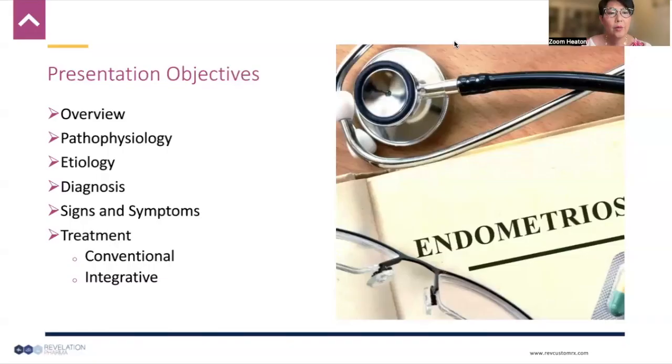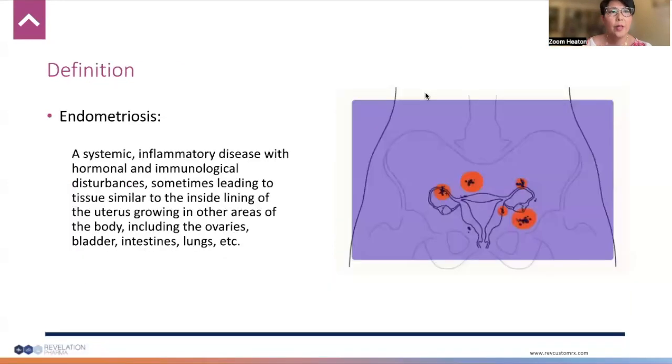So today we're going to have a general overview of what endometriosis is. We're going to look at the brief history and go over some statistics. Then we're going to look at the pathophysiology, the etiology, the diagnosis, signs and symptoms, and some treatment options, both conventional and integrative.